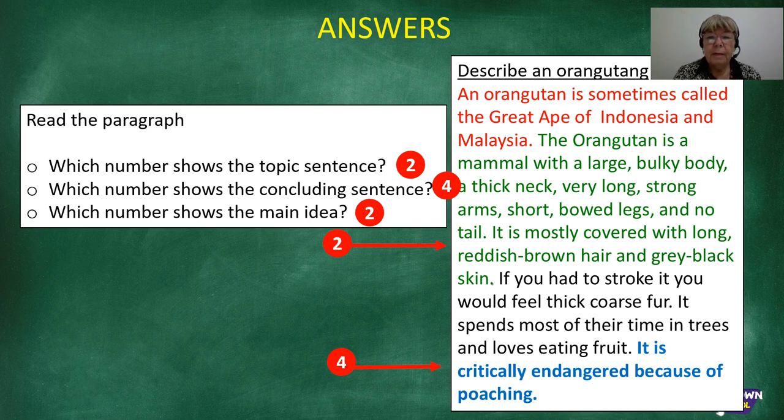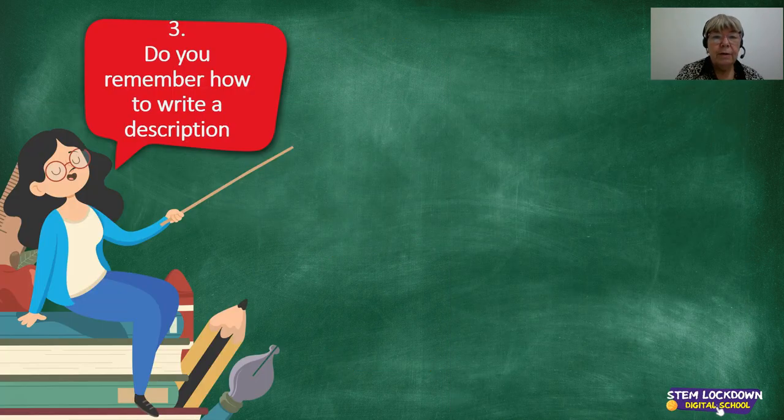How did you do? Did you get the topic sentence was the first green sentence, the concluding sentence was the blue sentence, and the main idea was the first green sentence? Did you get those? Good. So give yourself 3 marks if you got all 3 of those correct. Good, good, good. Let's go on to number 3.